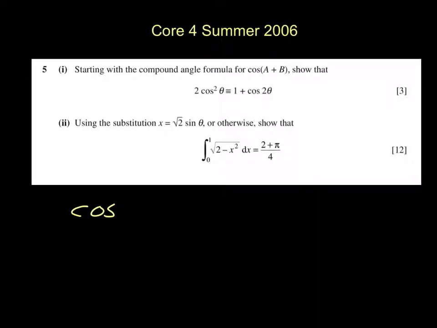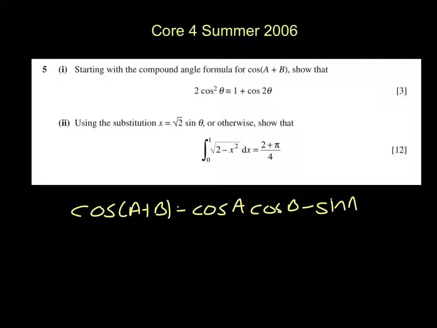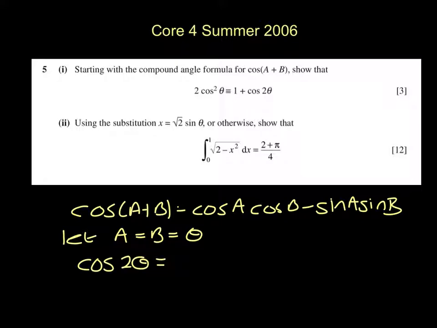The cos of A plus B is equal to cos A cos B minus sine A sine B, and that's in the formula booklet. So what I'm going to do is let A equal B equal theta. On the left hand side I have the cos of theta plus theta, which is 2 theta, and on the right I have cos theta times cos theta, so it's cos squared theta, and sine theta times sine theta, so it's sine squared theta.